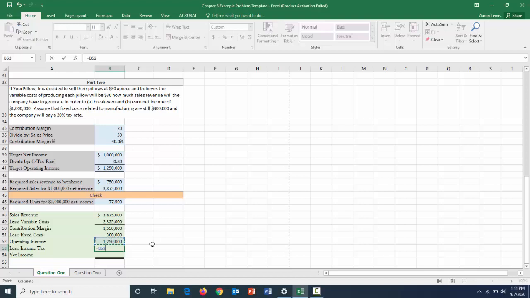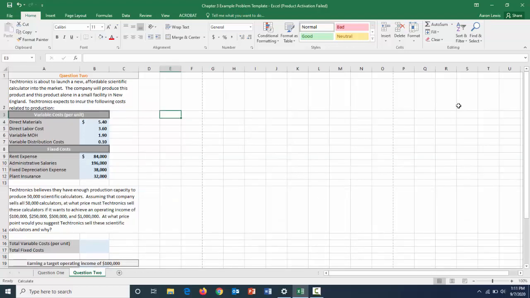So if our operating income is $1,250,000, we have to pay 20% of that. Our tax would be $250,000. And if we take our operating income and subtract out that $250,000 in tax that we have to pay, we see that our net income is indeed $1 million, exactly what the question was asking us to find. So we know now through a little analysis here that in order to make $1 million in net income, we're going to have to sell 77,500 units and generate a total of $3,875,000 in revenues.